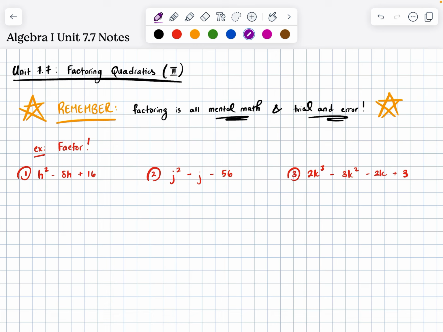This is in fact our 7th class of Unit 7, Factoring Quadratics Part 2. Now remember, factoring is all about mental math and trial and error. Factoring, especially when it comes to quadratics, is a lot like solving a puzzle. Finding the pieces that fit together often takes a bit of time and rarely happens on the first pass. But the more of it we do, the more mistakes we make, the more practice we get, the easier it becomes. So let's do a little practice and make some mistakes.